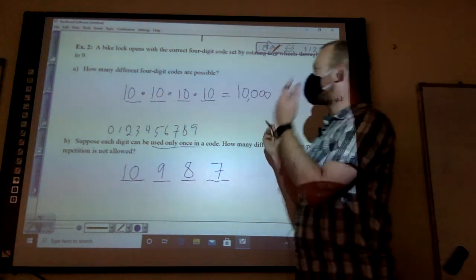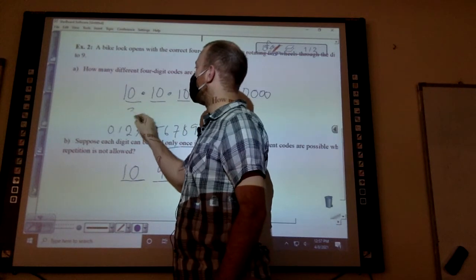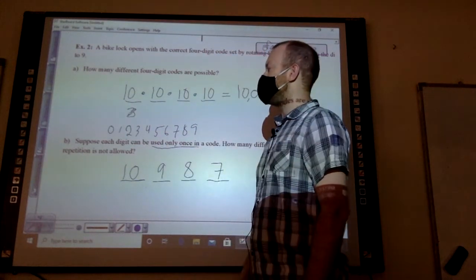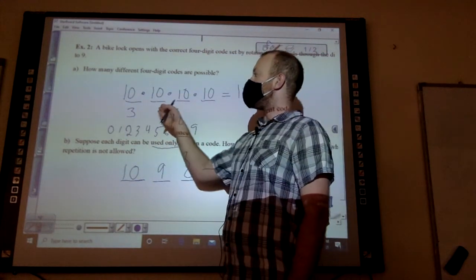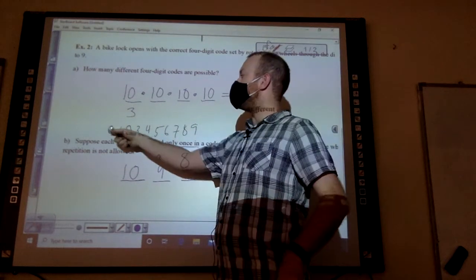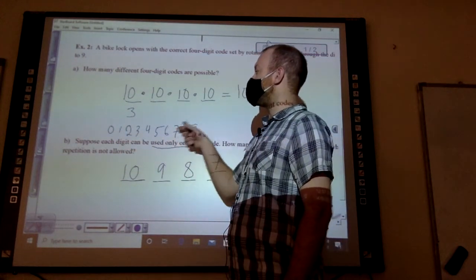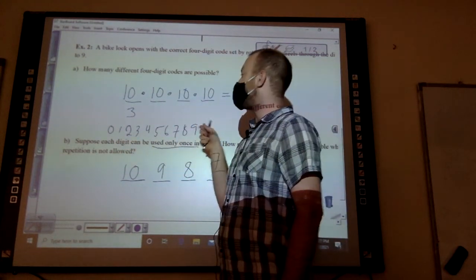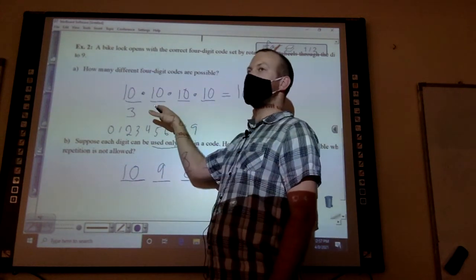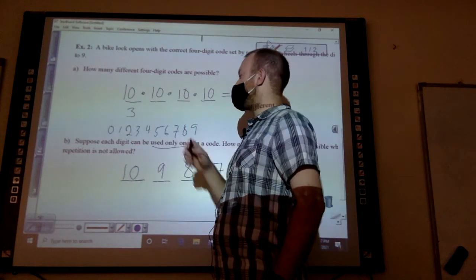So suppose in my digit I put 3 as my first digit here. The second digit, I could still have 0, 1, 2, 3, 4, 5, 6, 7, 8, or 9. I could pick any one of those 10 for the second one. So it doesn't matter what I put here.